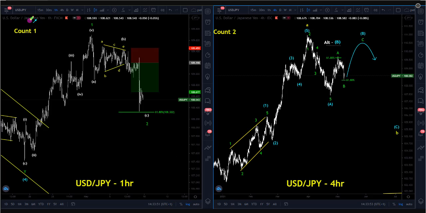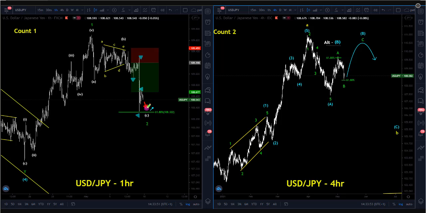The next pair we'll be looking at is USD Japanese yen. Last week we took a trade from the primary count, which is count 1. Today we are going to look at 3 alternative counts in all, so that you know what to do whenever the market is doing this. With this account, there is a likely possibility that this can be wave 1, 2, then this a possible wave 3, wave 4.